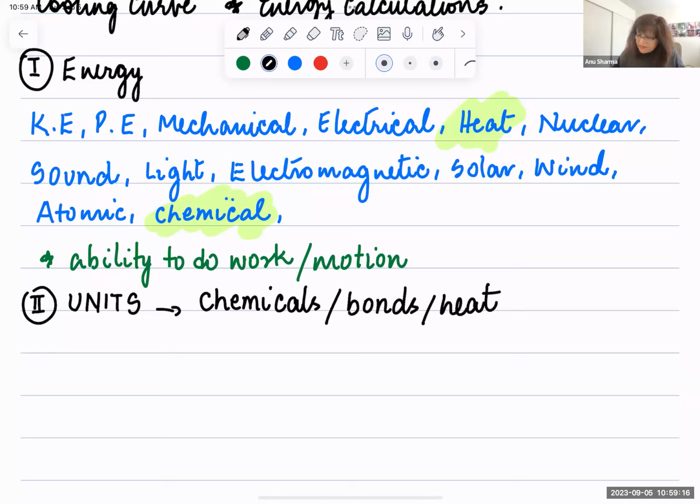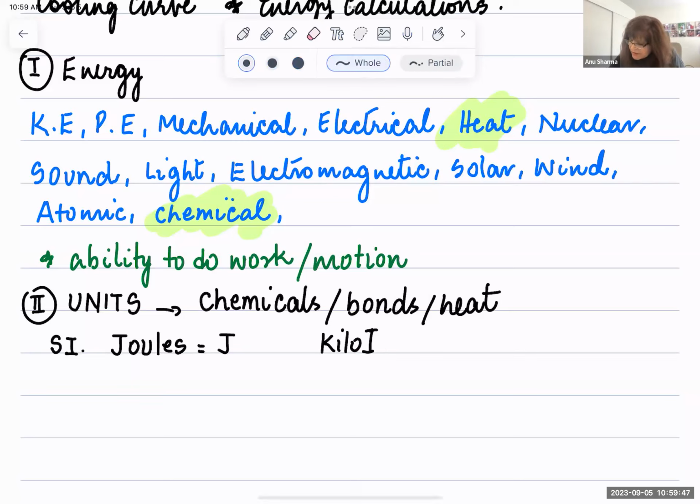So what is this? The standard SI unit for energy is the joule, expressed as J. There is also the kilojoule, which is 1,000 times more. It's just the metric system.